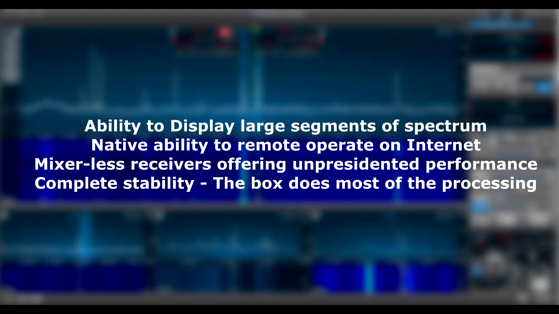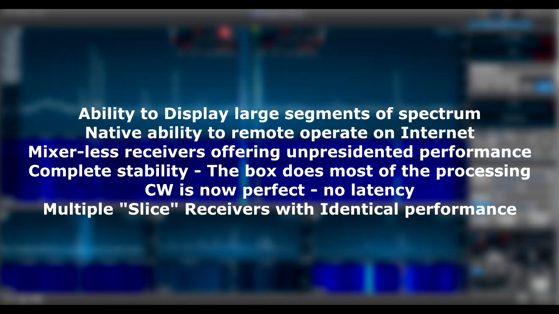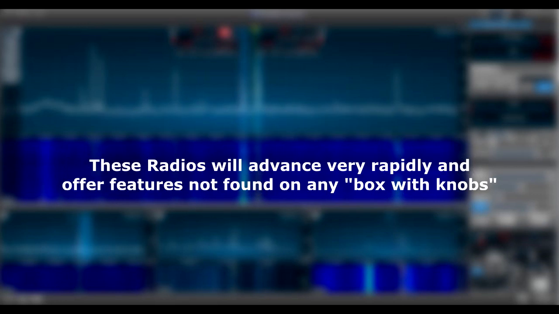Complete stability. The box does most of the processing. On the old one, the PC did most of the processing, so it wasn't as stable. Now, CW is perfect. There's no latency. In the old days, there was some latency, and that was one of the problem areas. And we have multiple slice receivers with identical performance, up to 8 on the 6700. Wow. And these radios are going to advance rapidly and offer features not found on any box with knobs.